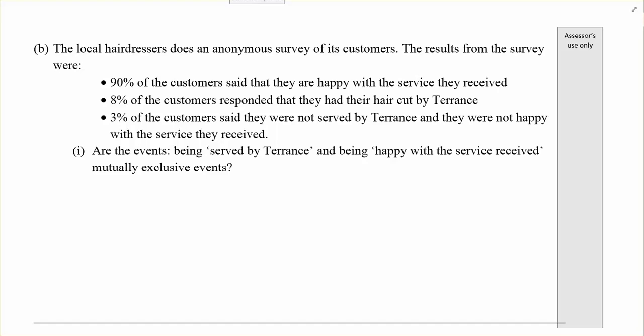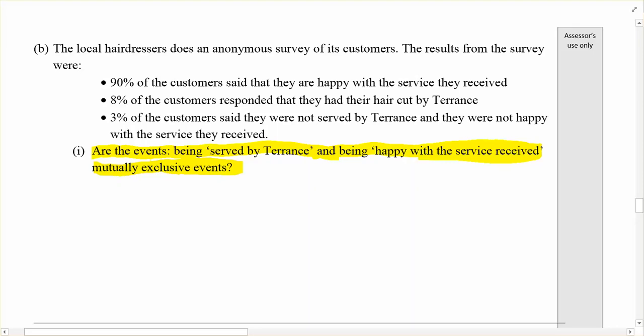Hi, so this is question 2B of the Lincoln High School Level 3 Probability Practice Exam 2015. We're told that the local hairdressers does an anonymous survey of its customers, and they give us the results. Then we're asked, are the events being served by Terence and being happy with the service received mutually exclusive events?